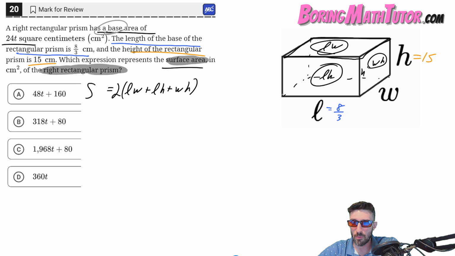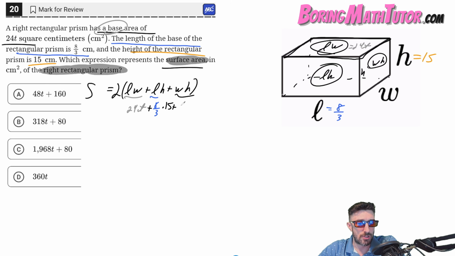But now we already said that LW is equal to 24t. So we're just going to be able to replace this with 24t. Also, I should notice that the answer choices only have t in them. So when I get to LH, I know what L is. I know that's 8 over 3. And I also know what H is. So that's 15. I haven't dealt with anything other than t right now. It's really when I get to WH that I have a problem.